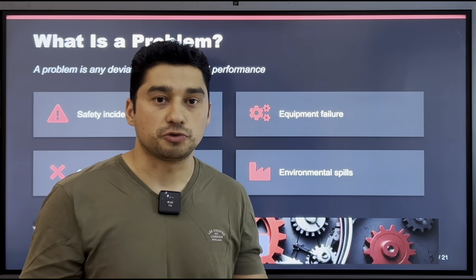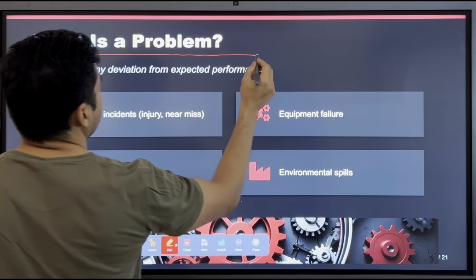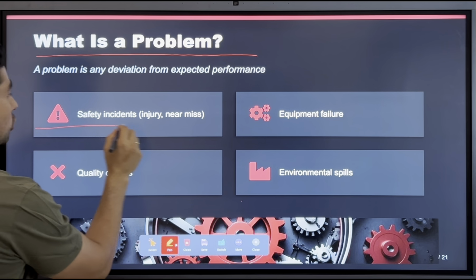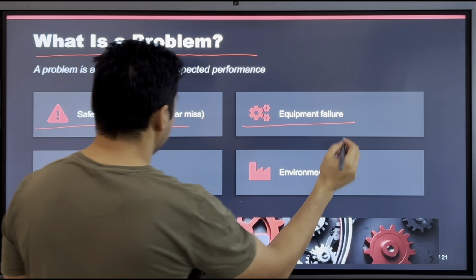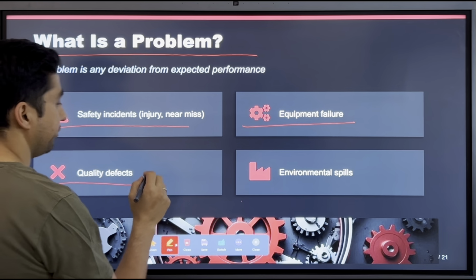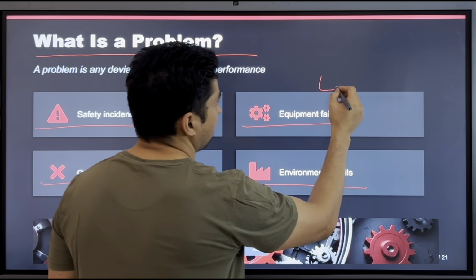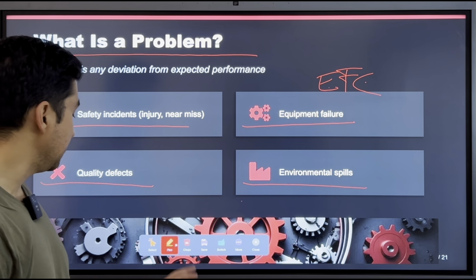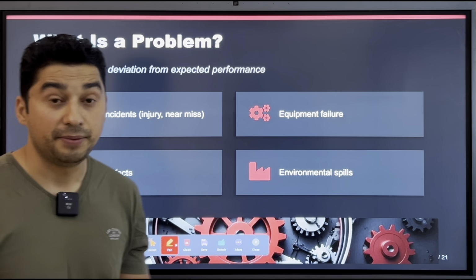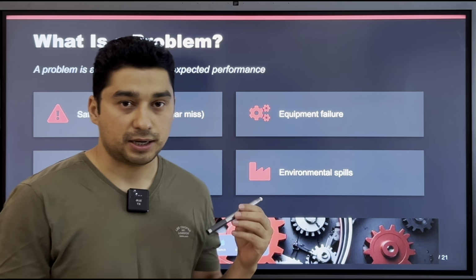So that's why, first of all, we need to identify the problem. If you do not identify the problem, you won't be able to fix the incidents, you won't be able to fix the equipment failure, and you won't be able to fix the quality failures, environmental spills, etc. So it's very important to identify the problem. That is the first step in 5 Why analysis that we have to check.